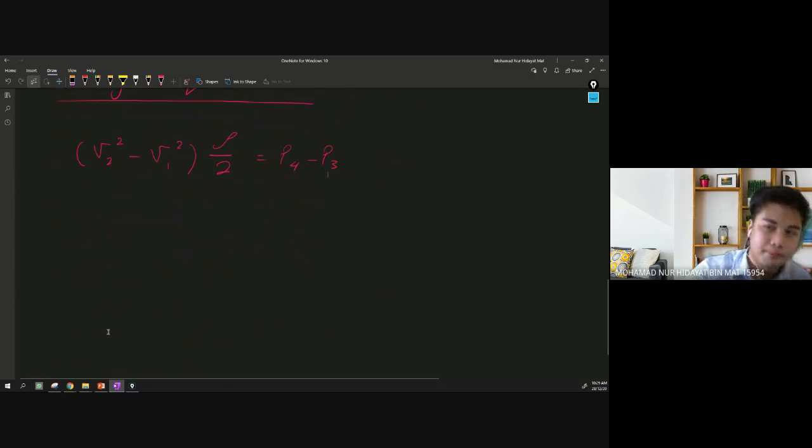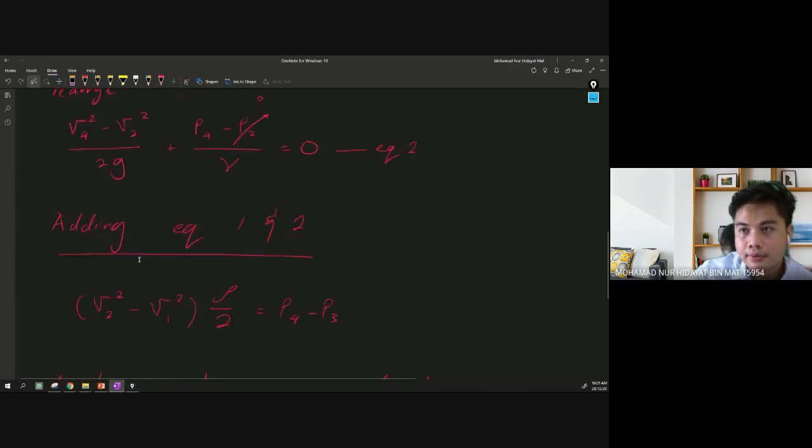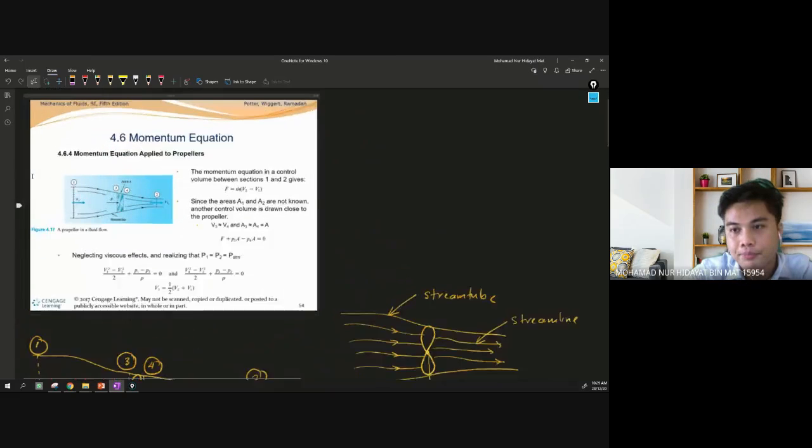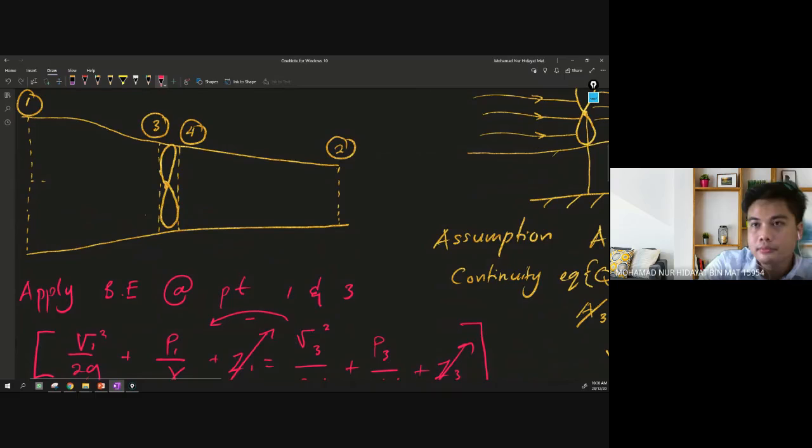So from here, apply the momentum equation. We can apply the momentum equation in the x direction. So the summation of force in the x component is equal to the mass flow rate times V2x minus V1x. Here, you can see in this diagram, we have the fluid force going here, and of course, let's draw the forces. We have the force at point 3 and the force at point 4. The force at point 3 is going here. The force at point 4 is going here.